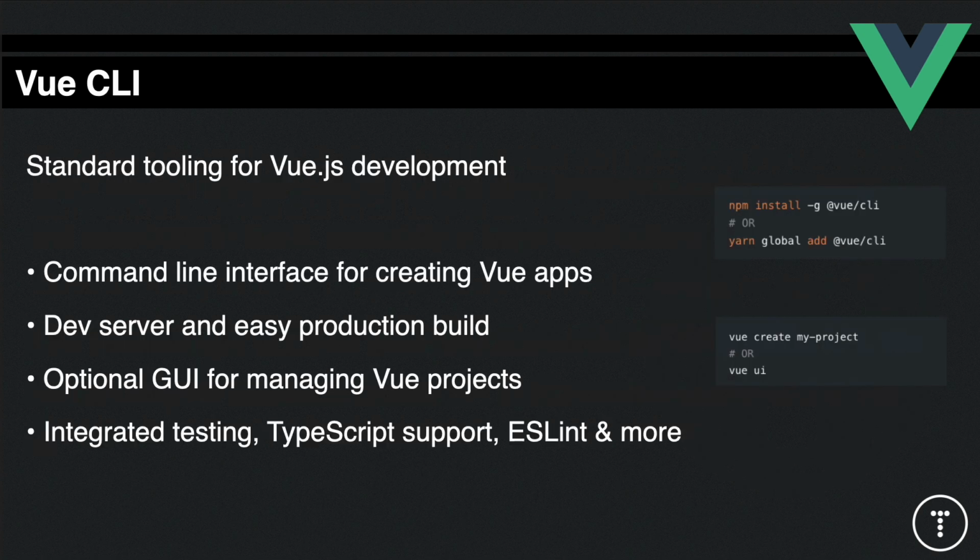And then finally, I just want to talk about the Vue CLI, which is the standard tooling for Vue.js development. It's a command line interface to scaffold projects. It has its own GUI Vue manager. If you want to use that, it's completely optional, but that is offered. It has a dev server and an easy production build tool. It has integrated testing, TypeScript support, Vuex support. So this is what we'll be using to set up our task tracker project.